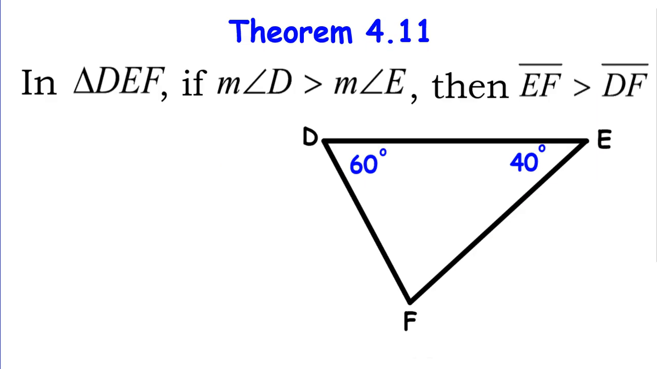Now the opposite is also true. Across from the biggest angle is the biggest side. So angle D is 60 degrees, which means that EF has to be bigger than side DF, because 60 is bigger than 40. So EF is going to be greater than the length of DF.